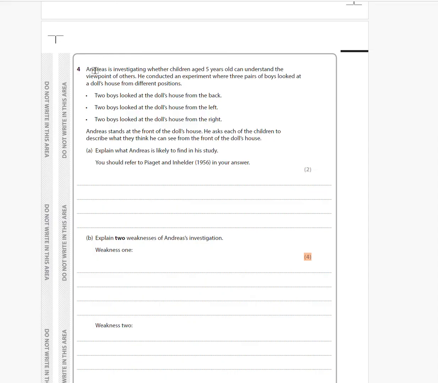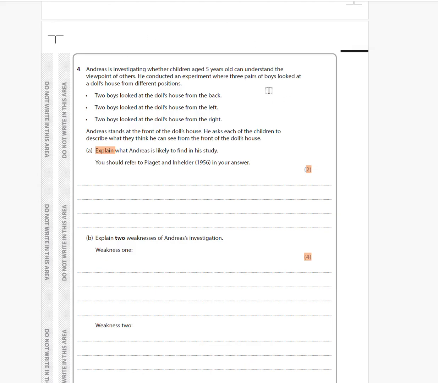You'll notice here that you've got 1, 2, 3, 4, 5, 6, 8 lines of text before it even asks you a question. That means that this text is really important. Remember that whenever you see the word explain, it means identify and justify. And that's why it's 2 marks. So your first mark is identifying what Andreas is likely to find in his study. And you can use the Piaget and Hughes reference there as well. And then the second mark is justifying why that's what he's going to find.